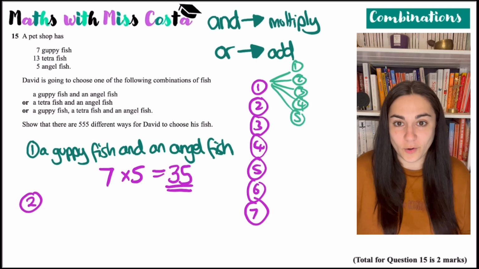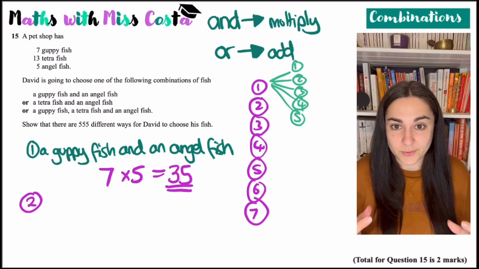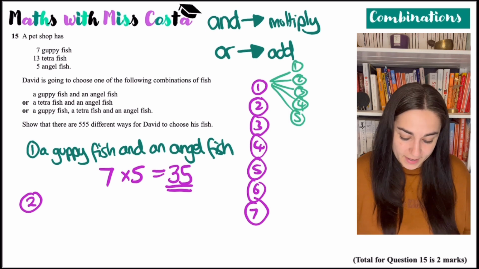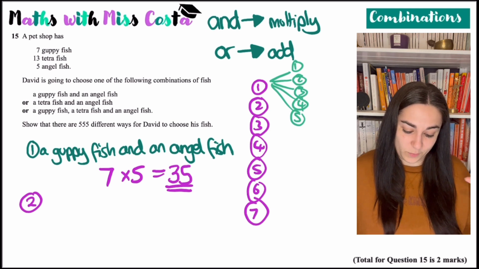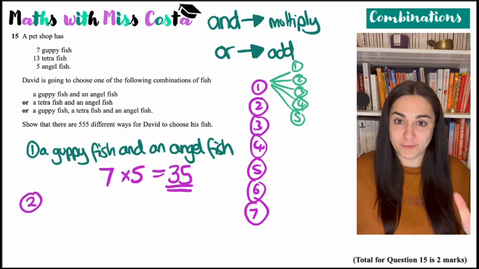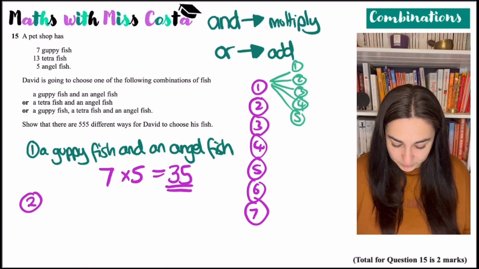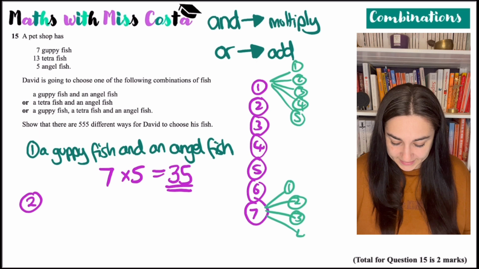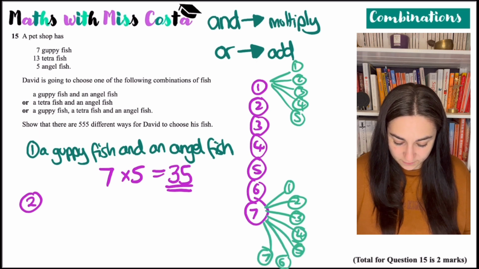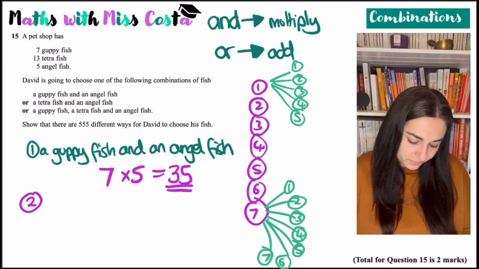Okay, so when I'm doing combinations, I have to use the product rule, so the multiplication rule, because with each individual guppy fish, I have 5 options. So I have 7 guppy fish and 5 options for each of those guppy fish. That's why I do 5 times 7. People sometimes get confused about it, but if you think about what it actually means, each individual fish can be combined with each individual other fish. So it looks like this strange little tree like that.